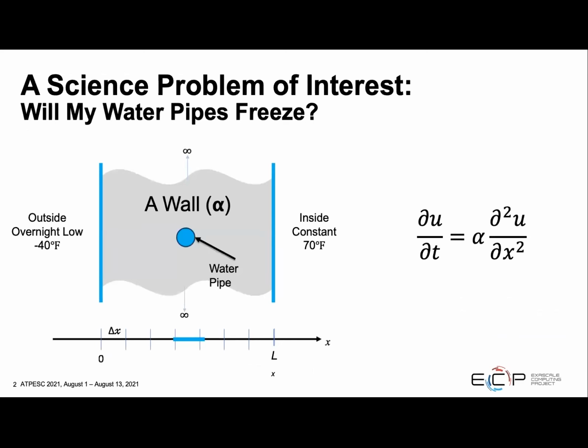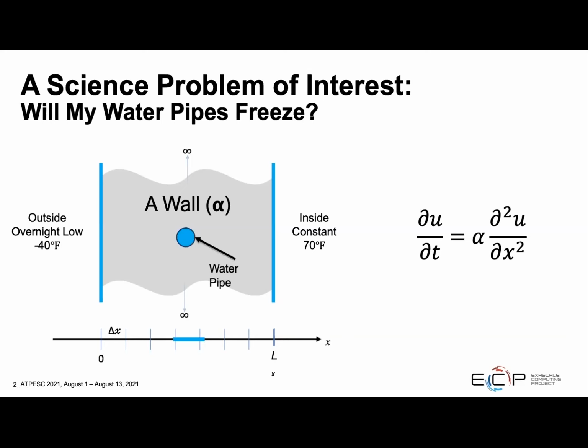To motivate with a so-called real world problem, let's say there's a house with solid walls and a water pipe running through. Of course, real walls are not uniformly solid, but we're making a simplification here, so we can use a constant diffusion coefficient. So given exterior and interior temperature conditions, will the water pipes freeze overnight?